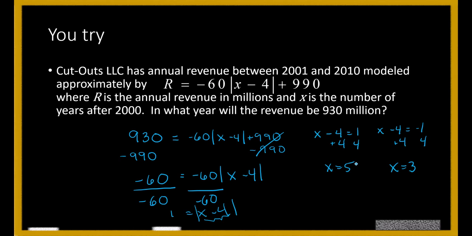So this is how many years since 2000. And again, it wants to know in what year. So in 2003, it'll be 930 million. And it will also be in 2005. It'll be 930 million.